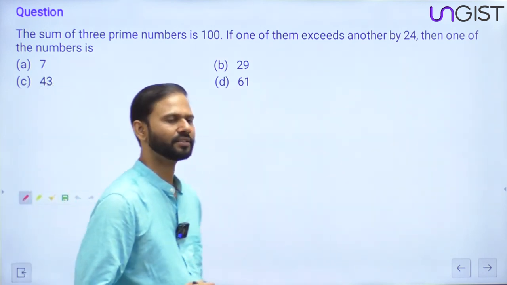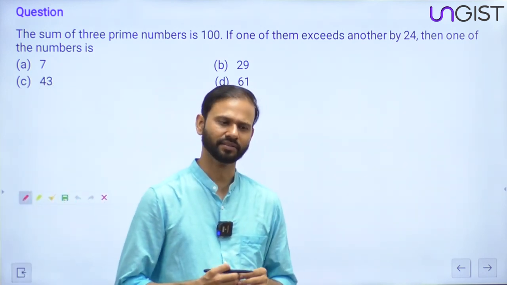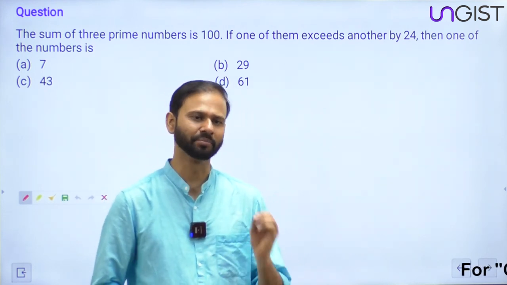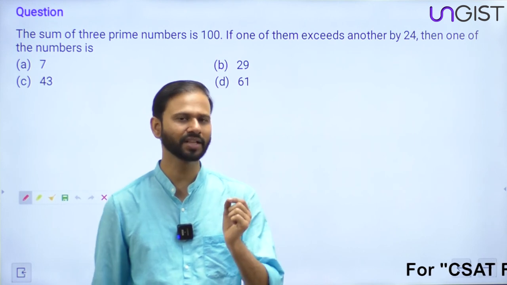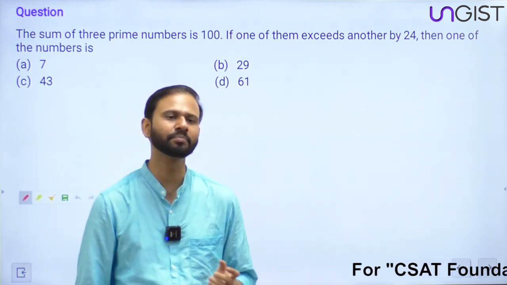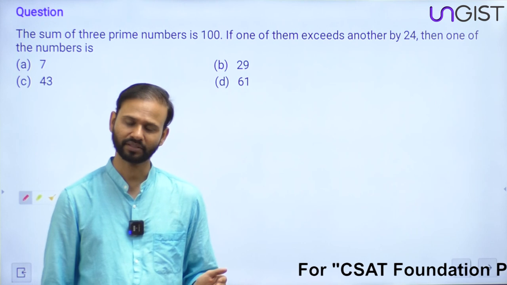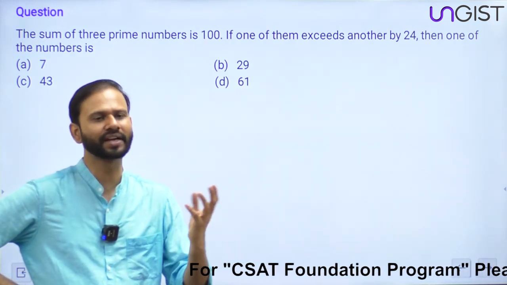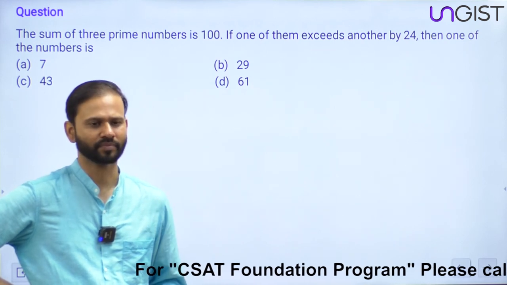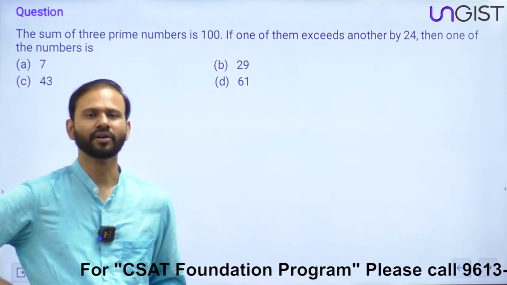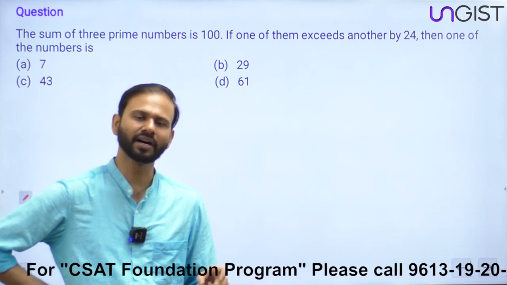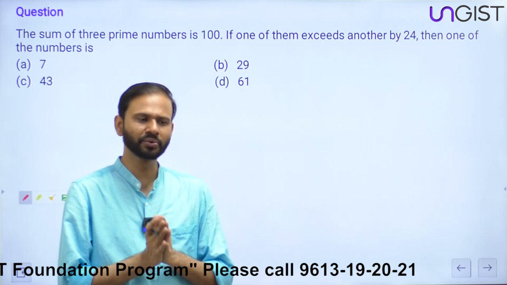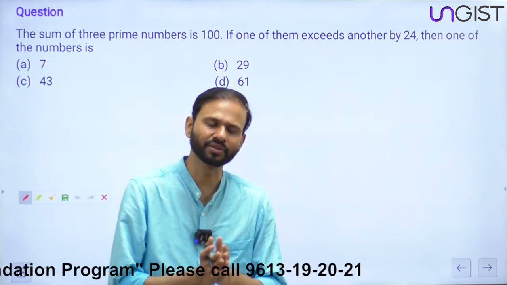Suppose I say that all the angles of a triangle are prime numbers. I repeat, all the angles of a triangle are prime numbers. Okay? Just by listening to this statement, what can you say about the angles of the triangle? I repeat my question. All the angles of a triangle are prime numbers.